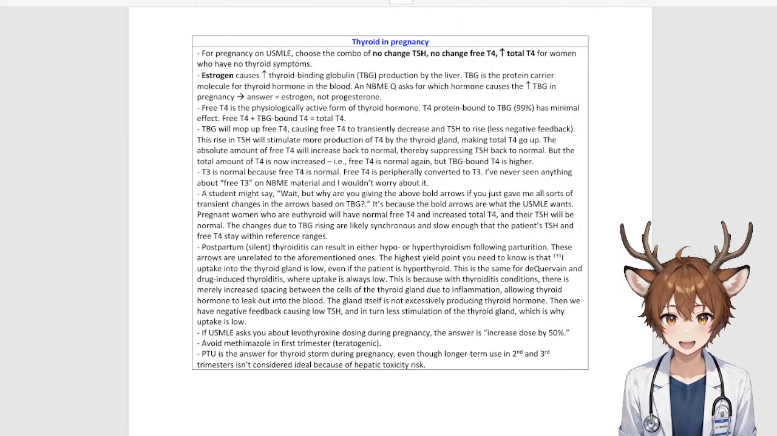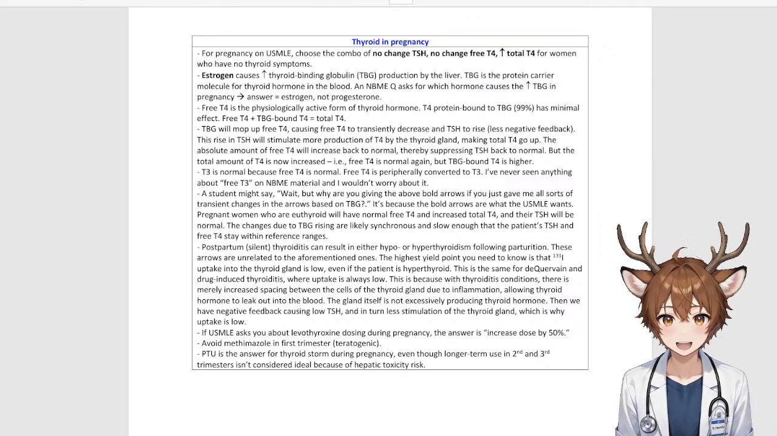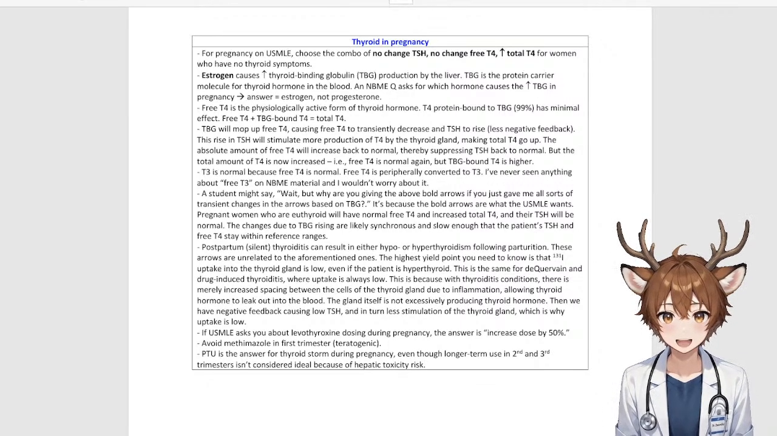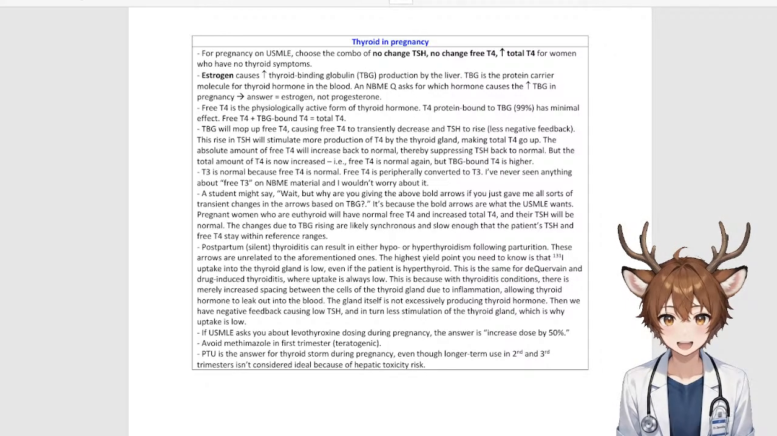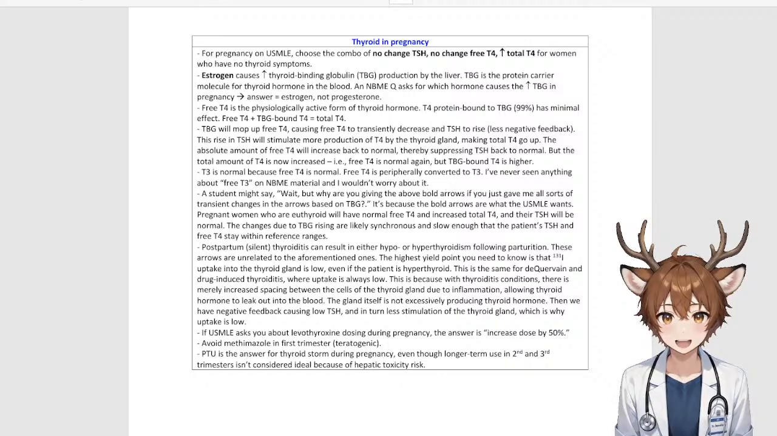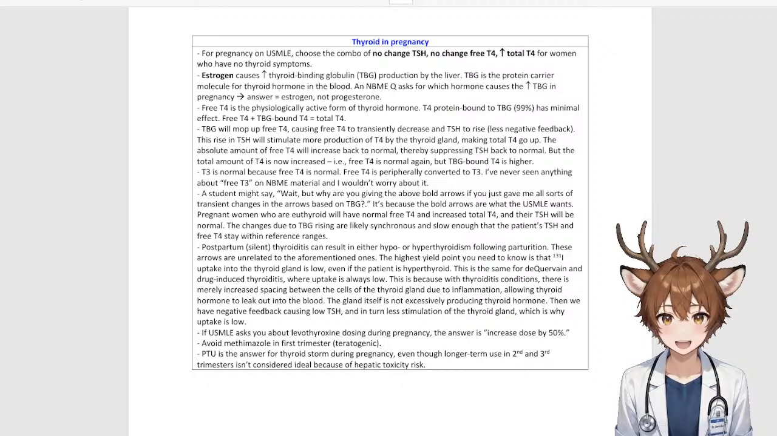An NBME question asks which hormone causes the elevated TBG in pregnancy. This gives you an answer of estrogen, not progesterone. Free T4 is the physiologically active form of the thyroid hormone. T4 that is 99% protein bound to the TBG has minimal effect. Free T4 plus TBG-bound T4 is total T4.